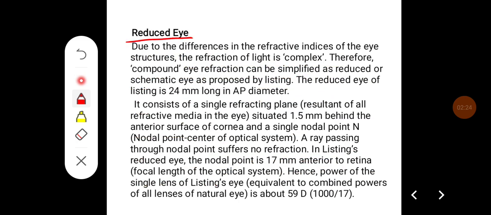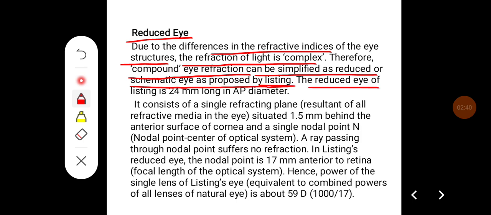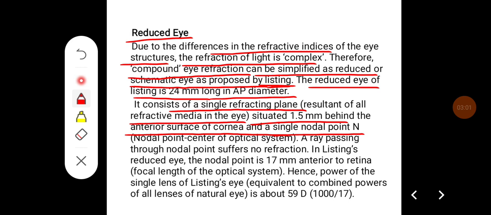Reduced eye. Due to the differences in the refractive indices of the eye structures, the refraction of light is complex. Therefore, compound eye refraction can be simplified as the reduced eye or schematic eye, as proposed by Listing. The reduced eye of Listing is 24 mm long in anteroposterior diameter. It consists of a single refracting plane, the resultant of all the refractive media in the eye, situated 1.5 millimeters behind the anterior surface of the cornea, and a single nodal point.